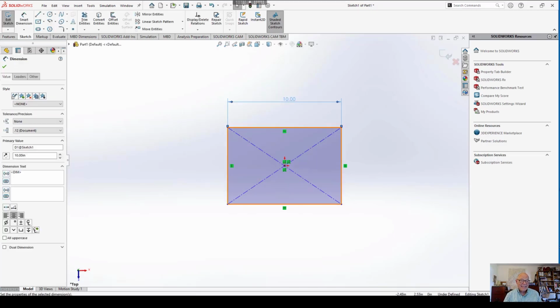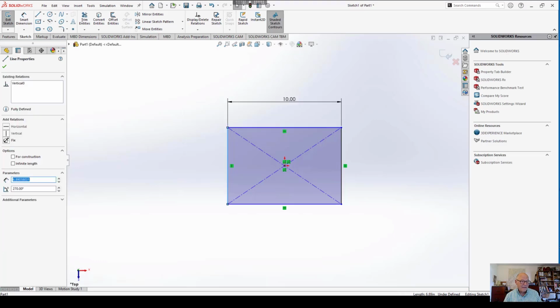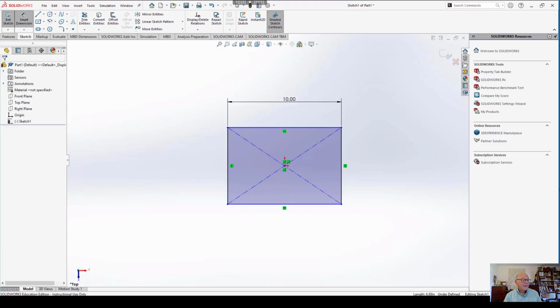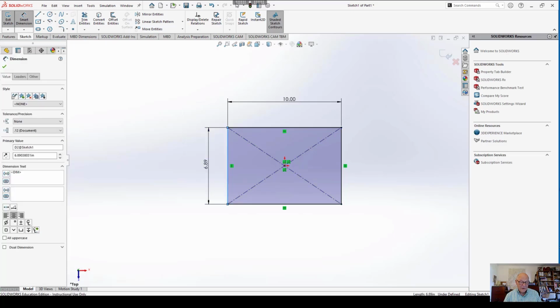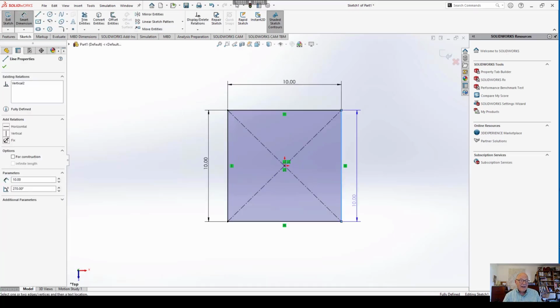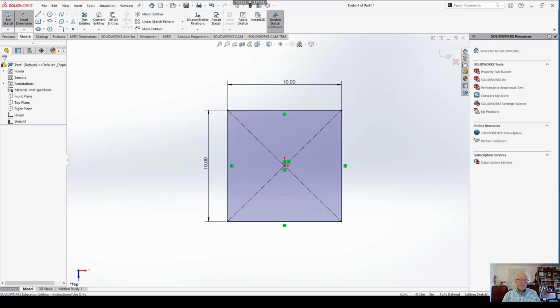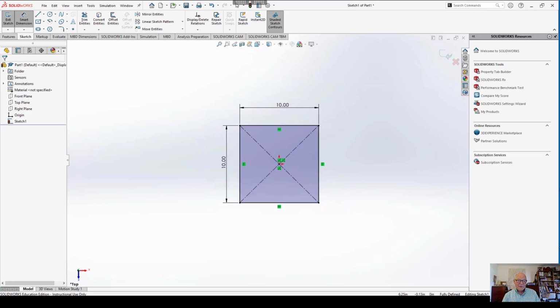I'm going to make that 10 inches. I'm going to pick this edge right here, smart dimension, do the same thing, bring that over, make that 10. So what I have now is a square. So that square is something I'm going to use to make an extrusion.